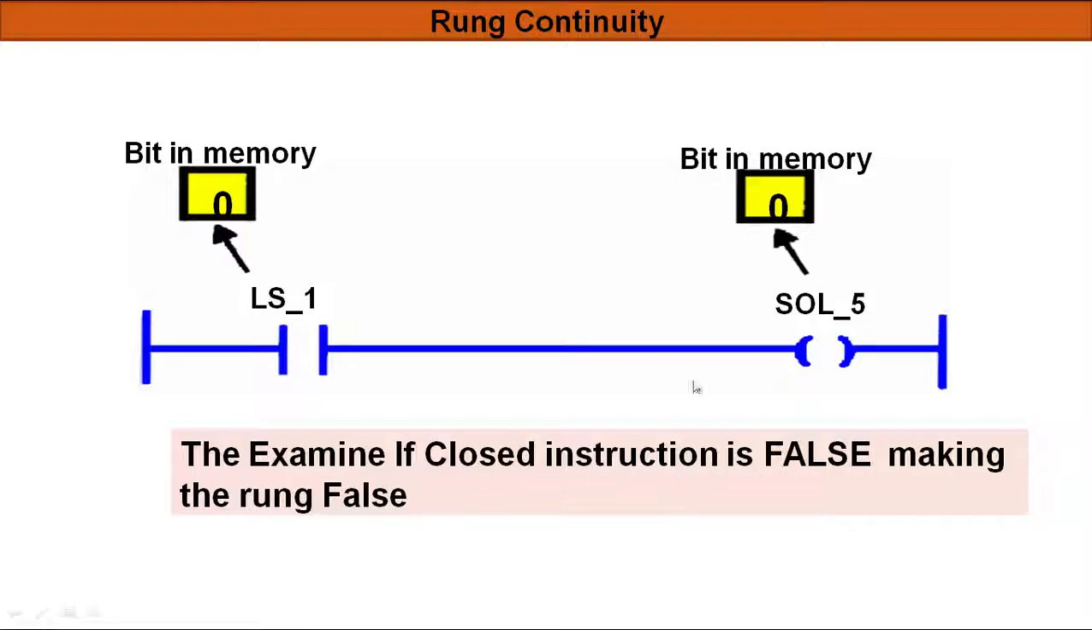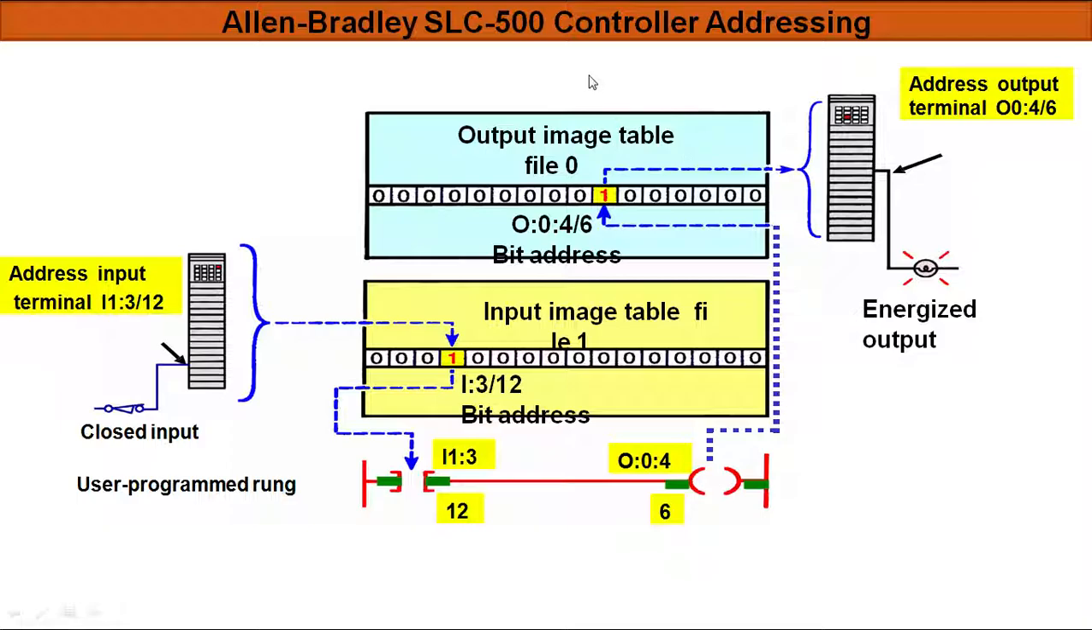Say false, making the run false. This is zero, between memory, false for zero. Allen Bradley control addressing. This is for Allen Bradley. We have some devices: address, input and output. I1, 3 by 12, third is the rank of out of 12 input tables. User program error here, I3 by 12.